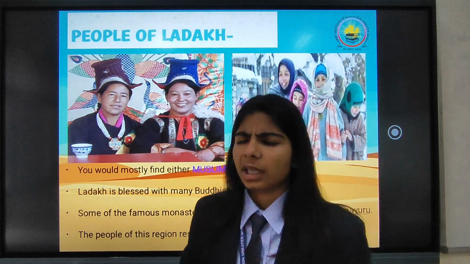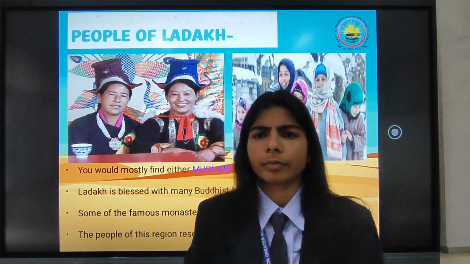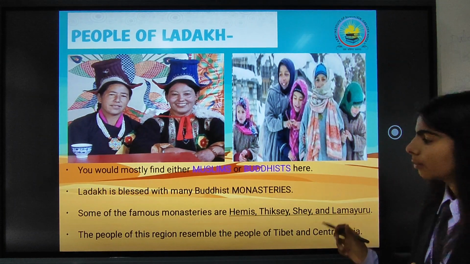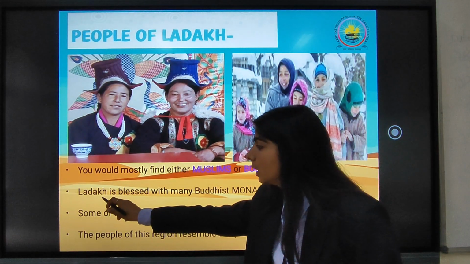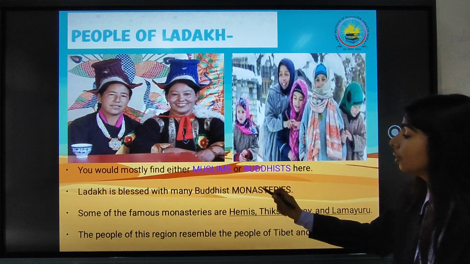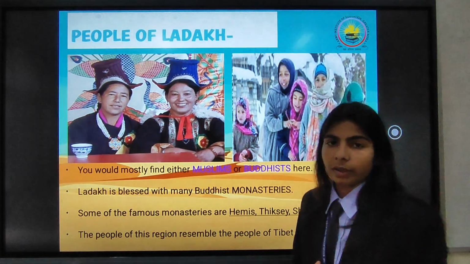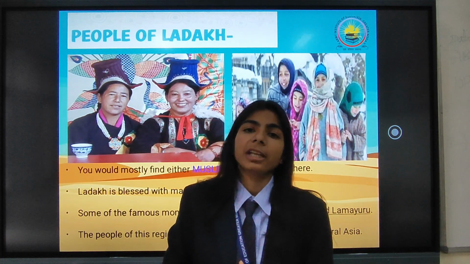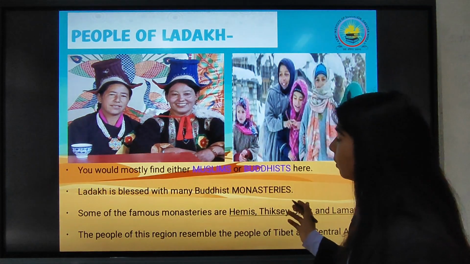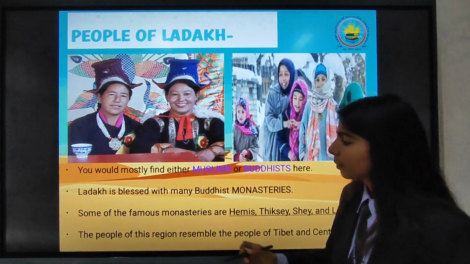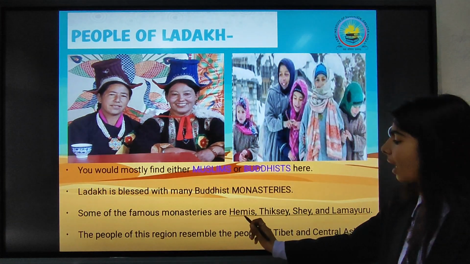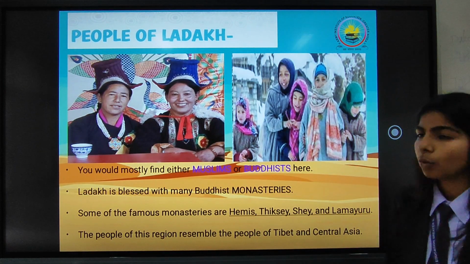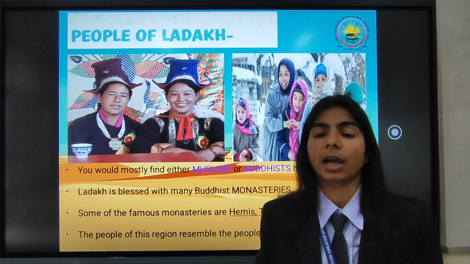And other kinds of people are also there, but mostly Muslims and Buddhists. Ladakh is blessed with many Buddhist monasteries. What are monasteries? Monasteries are places where we worship, we work, we find peace. There are many monasteries found there, and some of the famous ones are Hemis, Thikse, Shey and Lamayuru. These are the famous monasteries found in Ladakh, the cold desert in India.